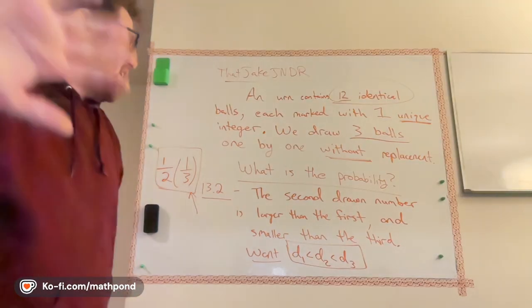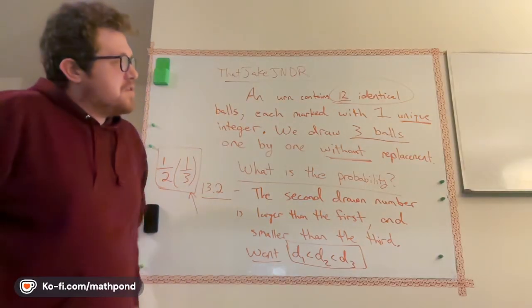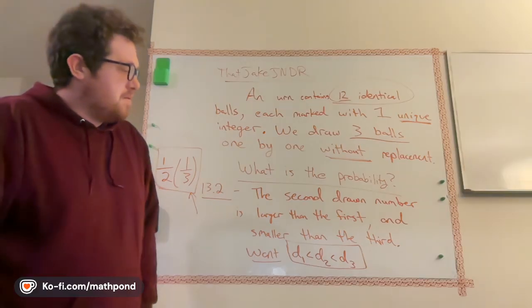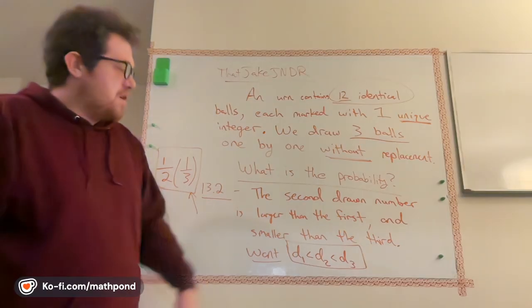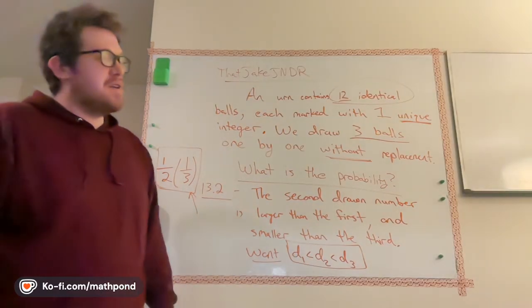Right. I just realized, even if this is odd, the number of permutations of 2 things is still even. Or, like, 12 choose 2 is still an even number. Yeah.